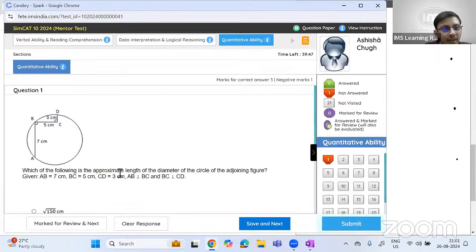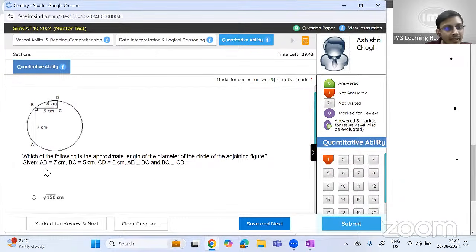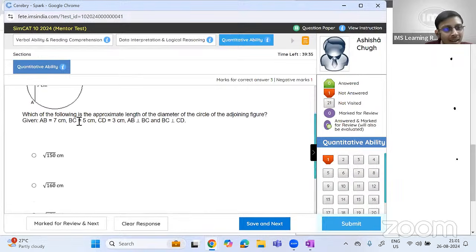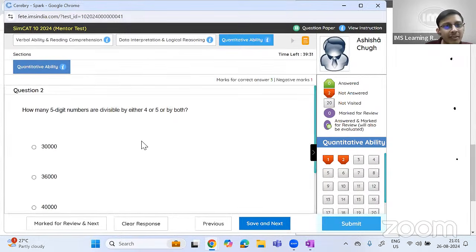Which of the following is the approximate length of the diameter of the circle of the adjoining figure? AB is 7. Okay, I have the values in the diagram. Perpendicular. Diameter. The diameter is not even in the diagram. We'll have to make a construction. Not the question I want to start with a construction. I don't have a clear idea what to do.